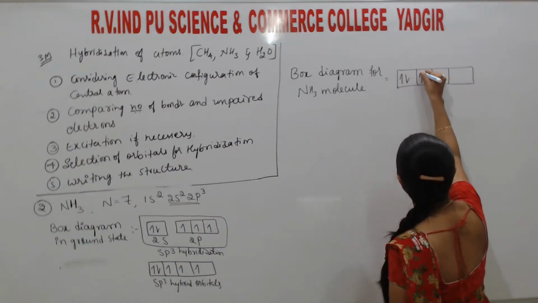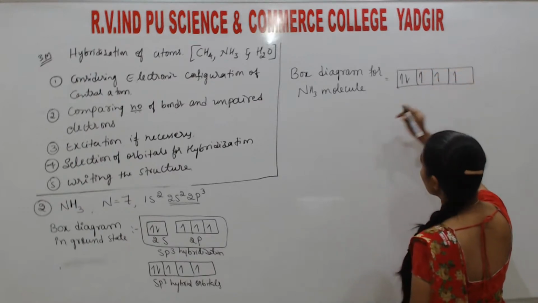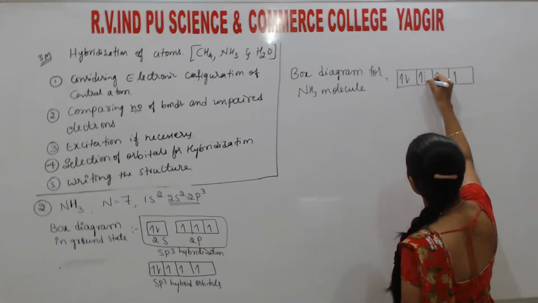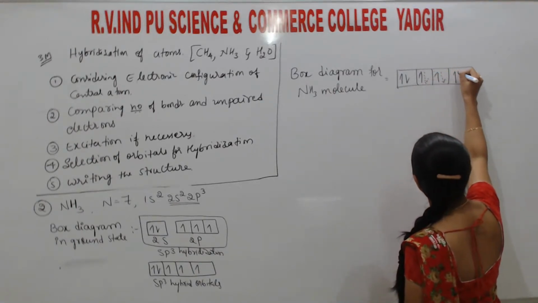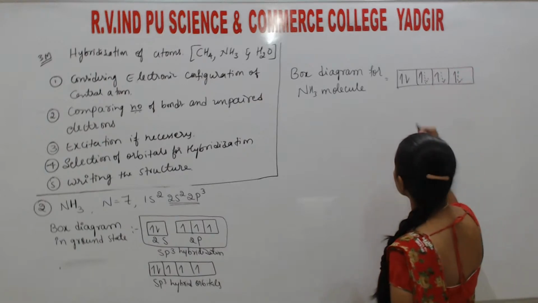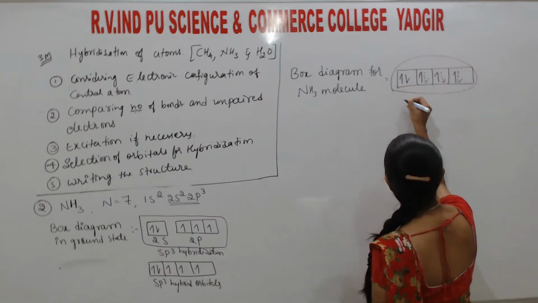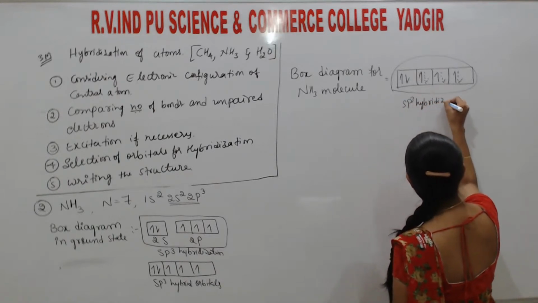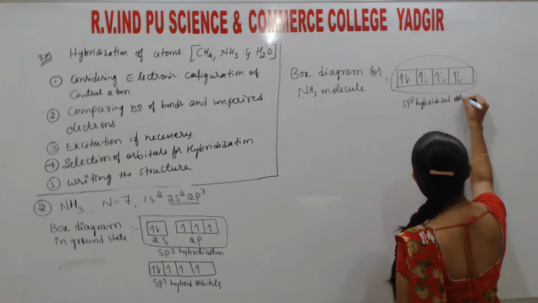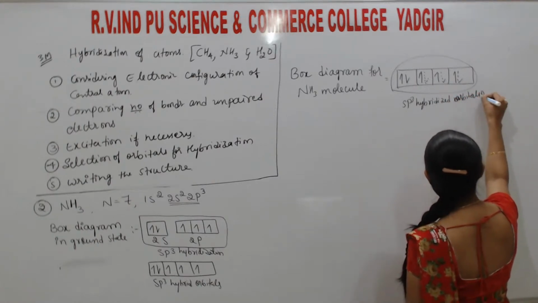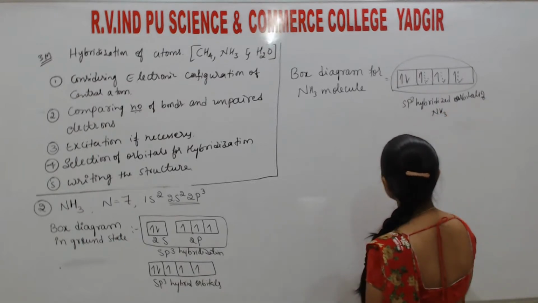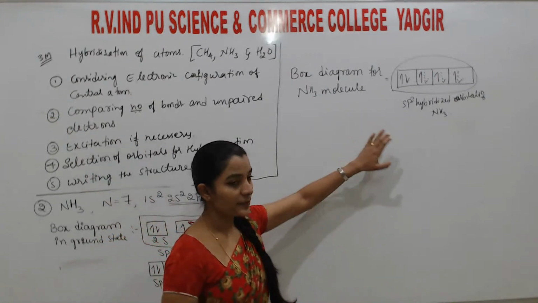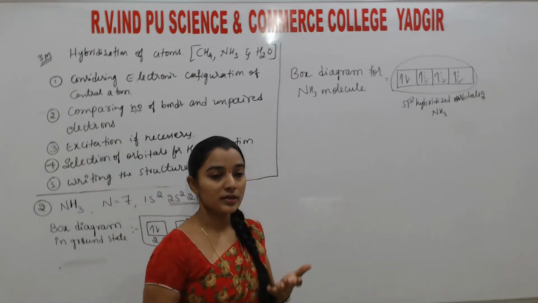So these are the electrons of nitrogen. Then the electron of hydrogen is bonded to these orbitals like this. So these are all sp3 hybridized orbitals of NH3. Okay, so once we came to know this is an sp3 hybridization, then what is the second step?